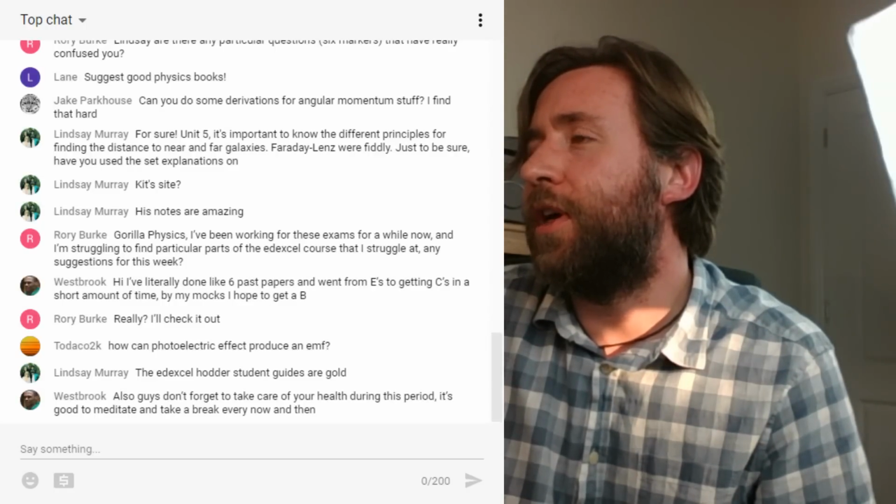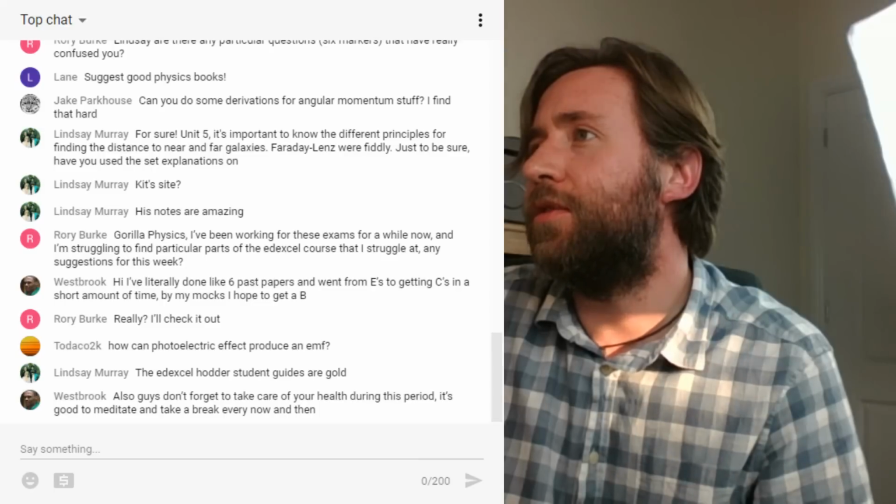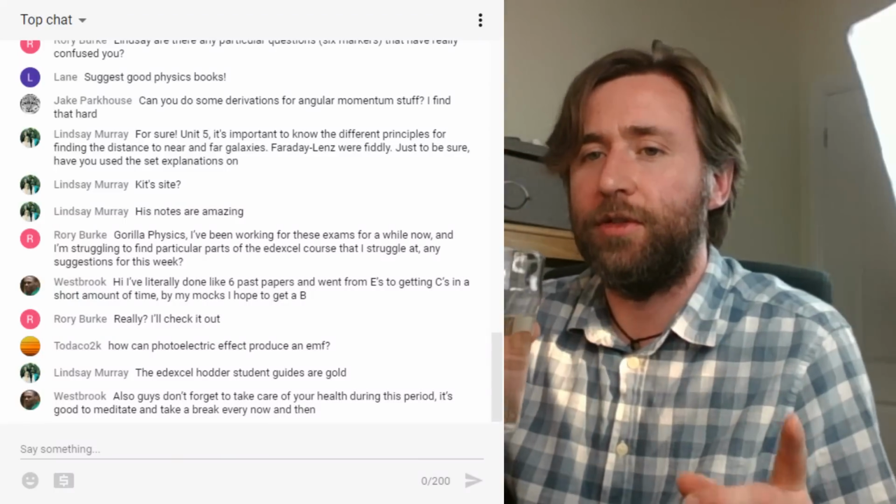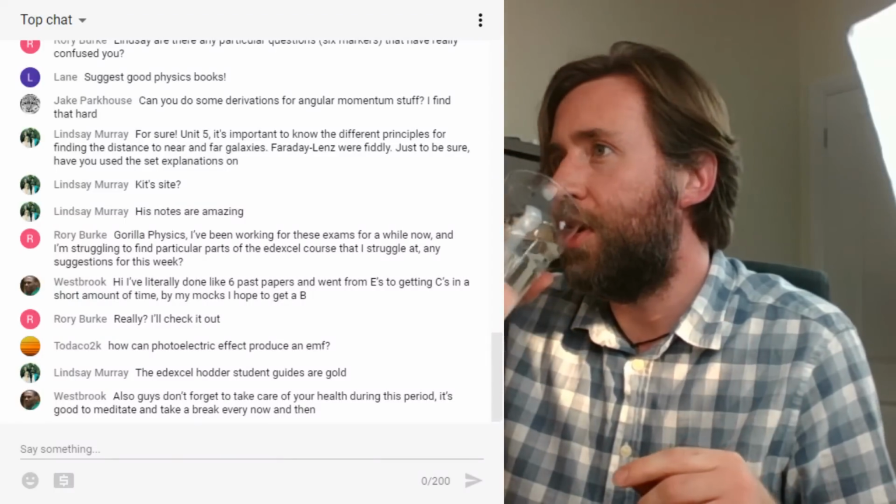Distance to near and far galaxies, Faraday lens with Fiddy, just be sure. Have you used it? Yeah, the set explanations are really good on my website, so I think that's a really useful thing.